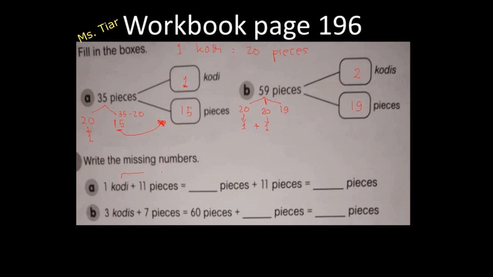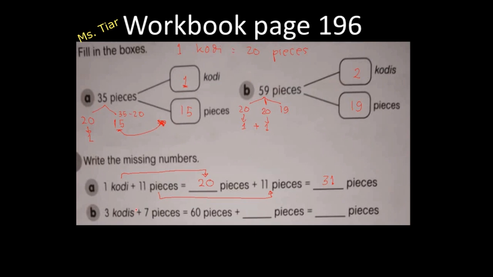Okay, let's convert the 1 Cody here. Put the number. 1 Cody equals 20, and then 11 pieces. You keep on writing it here. Now let's add them all. 20 plus 11, we get 31. Next, we have question B.